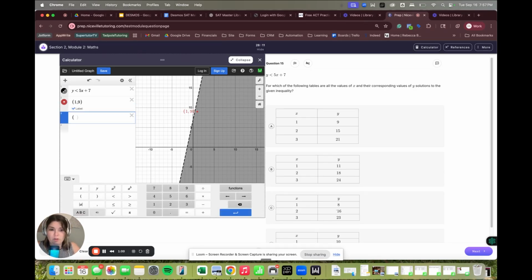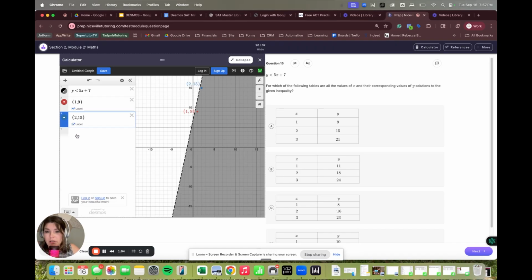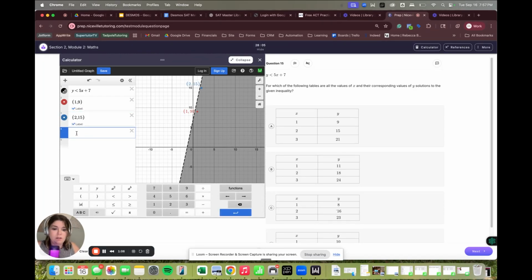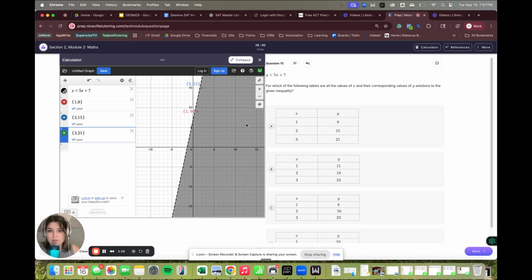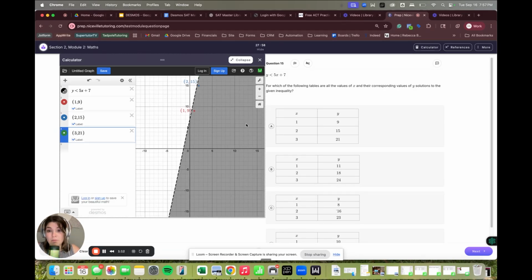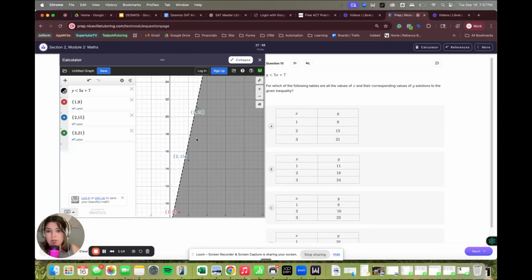let's go ahead and test a few. So 2 comma 15. And that's looking good. And then let's go ahead and check the last one of A. Well, you might get lucky and it might be all right. And then, okay, so this is good, let's zoom in. Actually, A is correct because all the points are in the shaded area. So the answer on this one would be A.